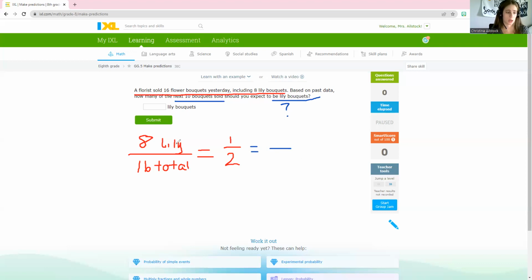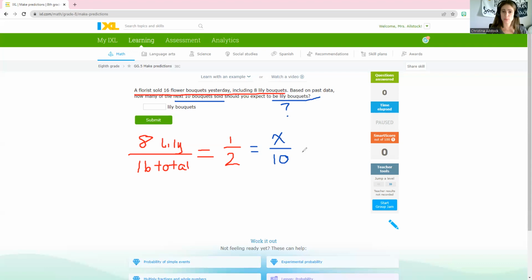If we look at our first fraction, the numerator represents the number of lily bouquets. That's what we're trying to figure out. We don't know it, so whenever we have an unknown value, it's represented with a variable. I'll choose the letter X, because L for lily would look like the number 1, and I don't want to confuse myself. This time it's out of 10 bouquets, which makes sense because the denominator is our total. So we have our proportion set up: 1/2 equals X over 10.